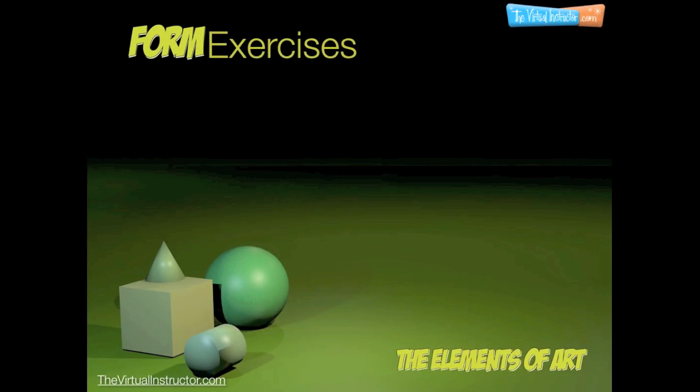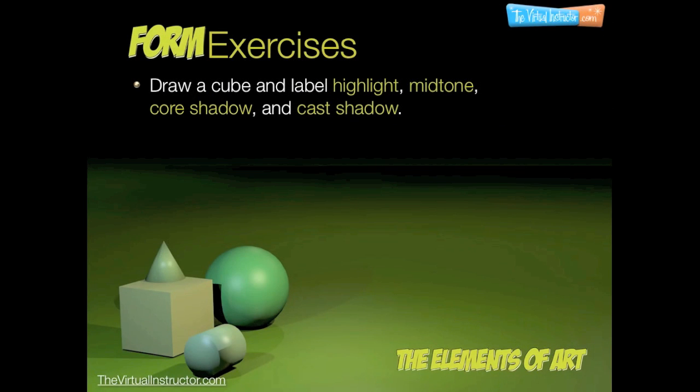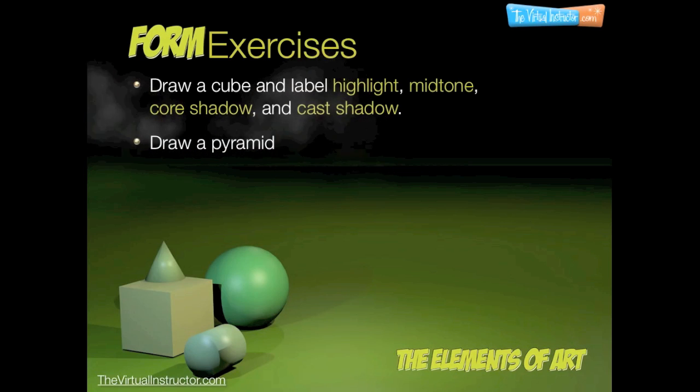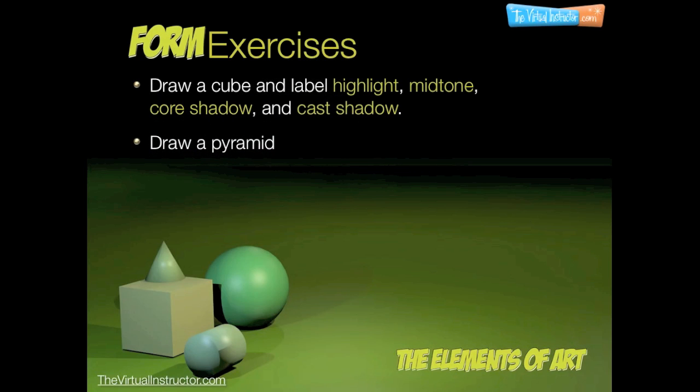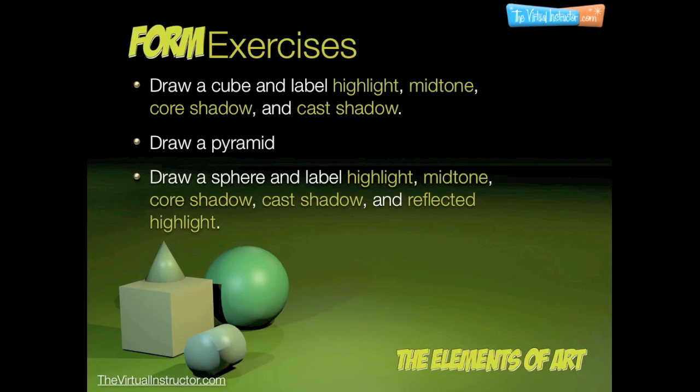Here are a few drawing exercises to help you get better acquainted with form. Draw a cube and label the highlight, the midtone, the area of core shadow, and cast shadow. Draw a pyramid and do the same thing. Draw a sphere and label the highlight, midtone, core shadow, cast shadow, and the reflected highlight.